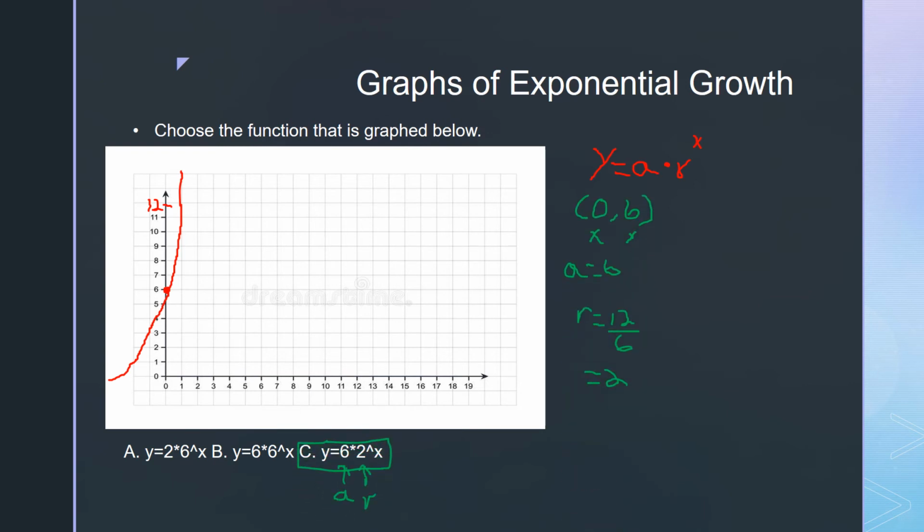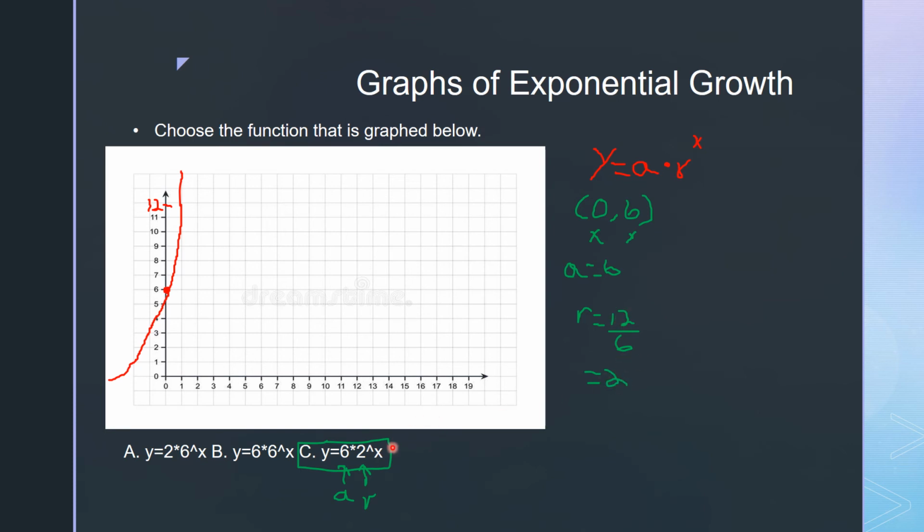The reason I got answer choice C is, first, let's look at our steps. We have our exponential formula: y equals a times r to the power of x. The y-intercept of the graph is (0, 6), so a is going to be equal to 6. The graph passes through the point (1, 12). We have here the line that gave us (0, 6) and (1, 12). It's (1, 12) because 0 and 1 are the consecutive x values. So we can calculate the common ratio: r equals 12 divided by 6, which gives us 2.